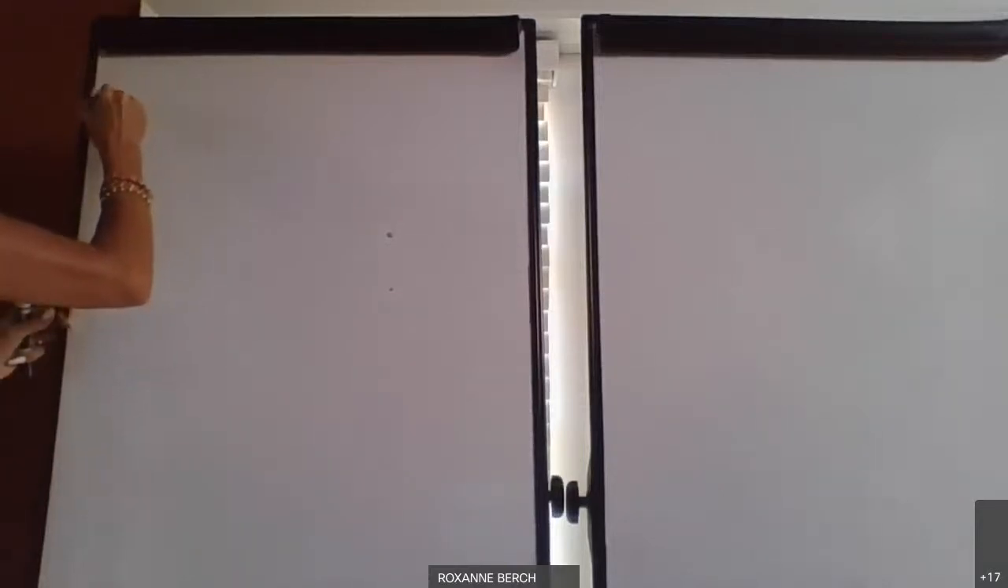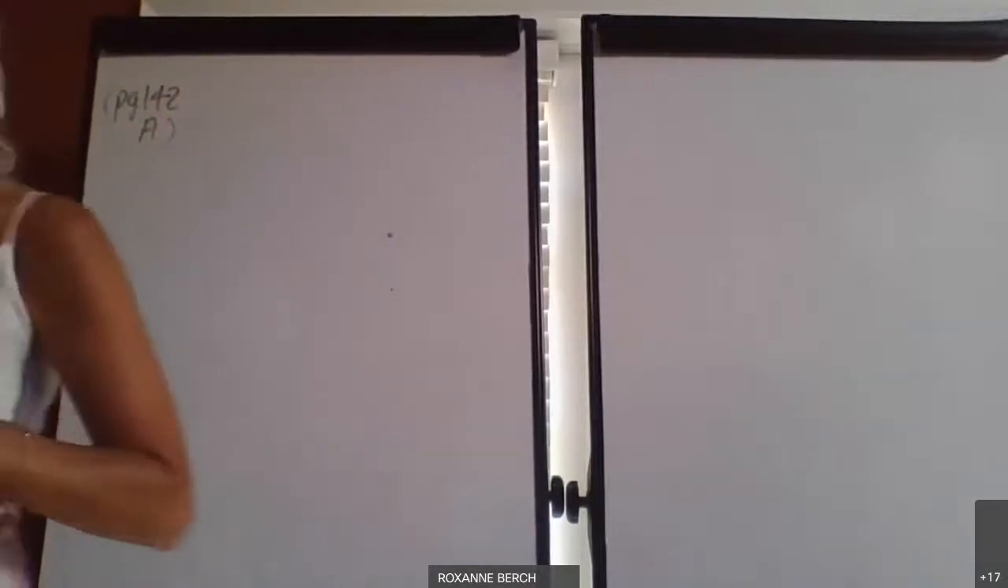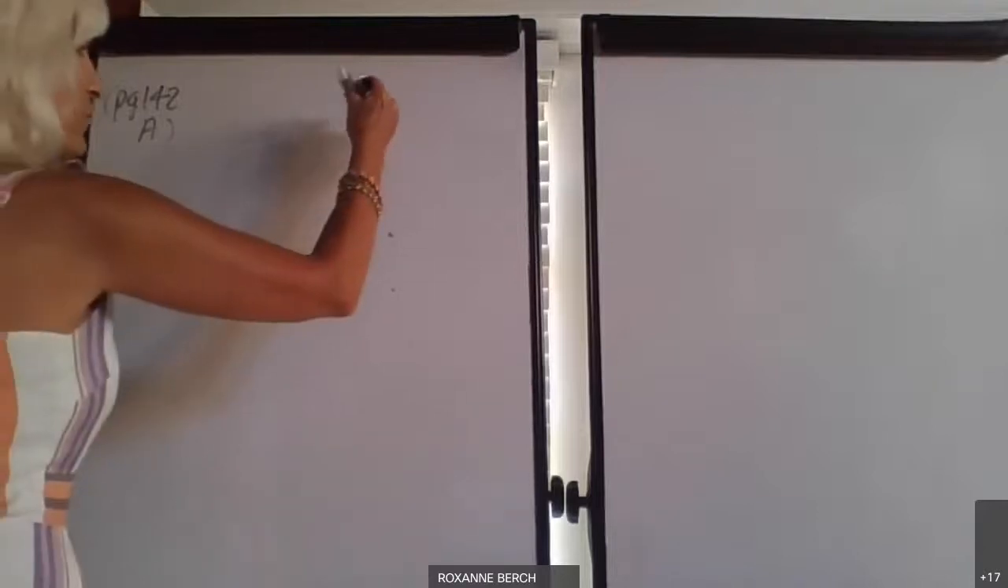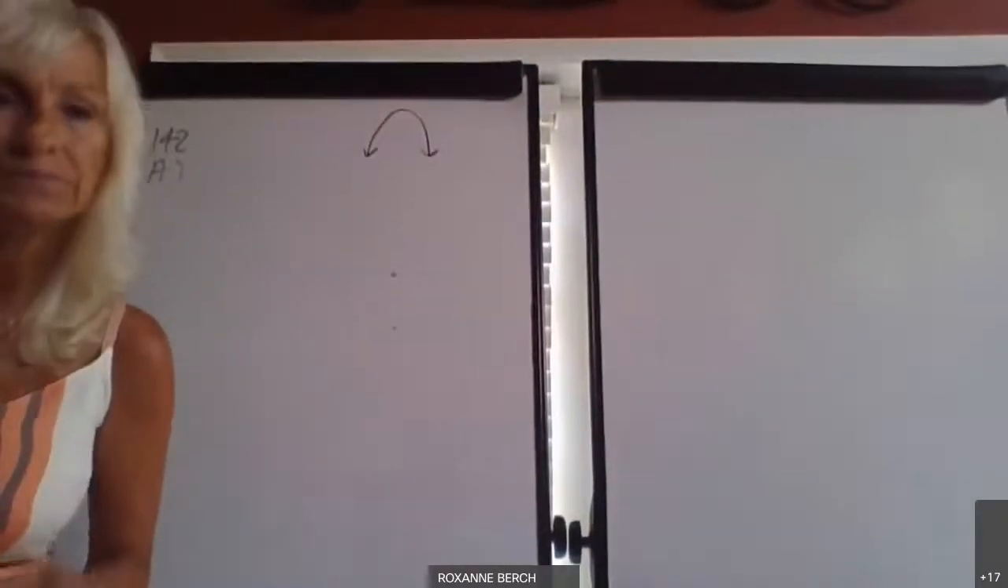All right, so look on page 142A. Okay, read with me. A ball is thrown in the air with initial velocity of 14 meters per second from an initial height of 2 meters. So the ball's being thrown up in the air and coming down. So that's a parabolic shape. So we're expecting a quadratic with a negative in front.